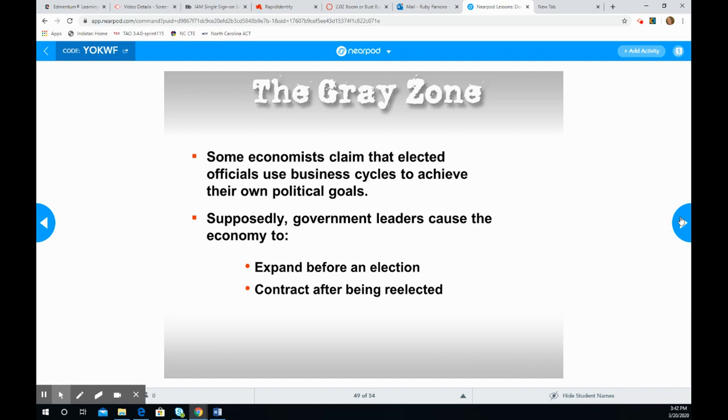Some economists claim that elected officials use the business cycle to achieve their own political goals. Some people say they play it so that they can win whatever role they're running for in office. Supposedly, government leaders cause the economy to expand before an election and then contract after being reelected.